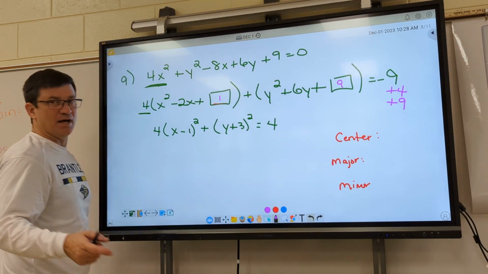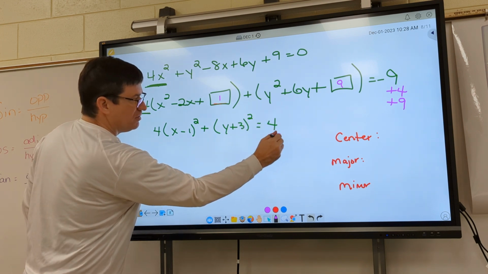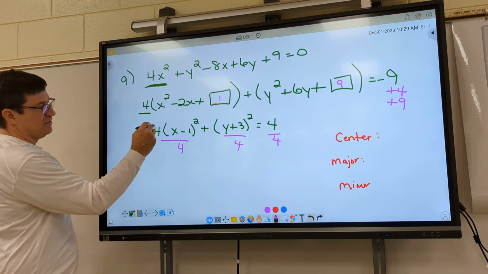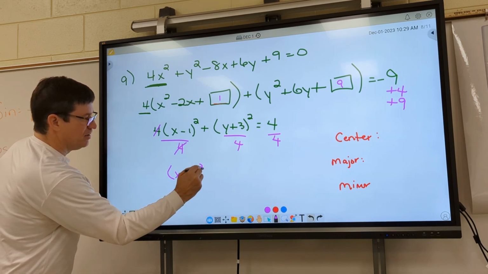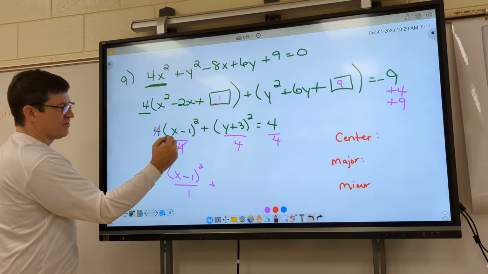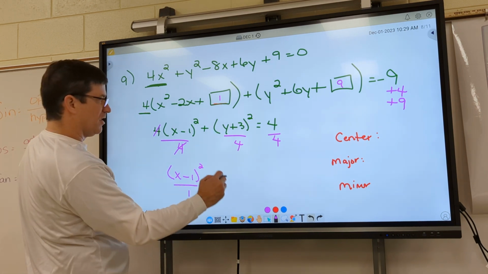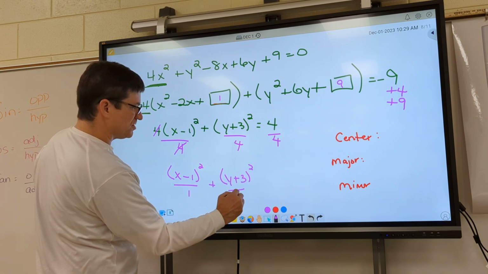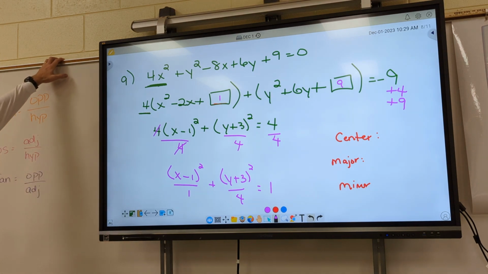All right, last step, the extra step. Remember, you got to make this equal 1. If there's a number over here, you got to divide everything by that number. So watch what happens. This cancels out. So that's just (x minus 1) squared over 1, because 4 divided by 4 is 1, right? All right, the other one, (y plus 3) squared, it stays over 4 since nothing cancels out there. So that is your equation.